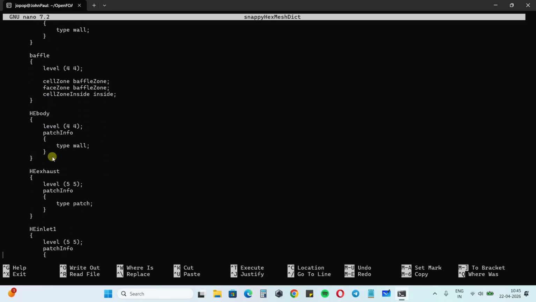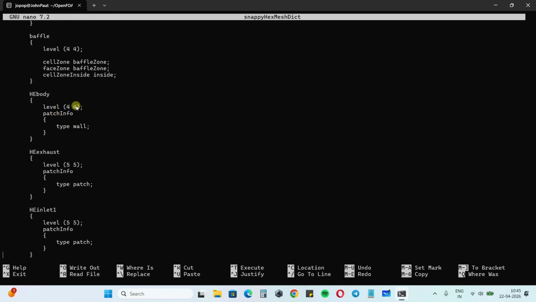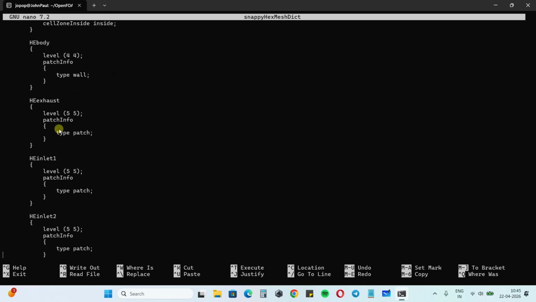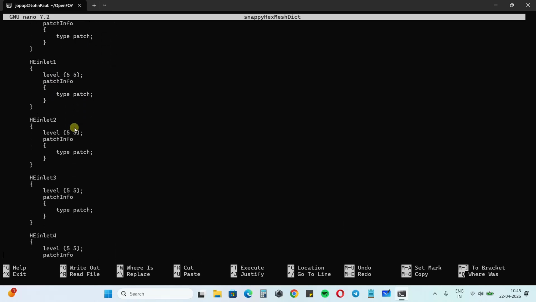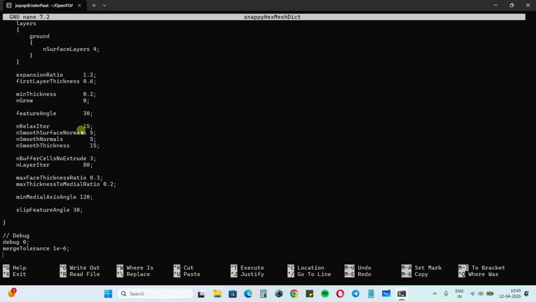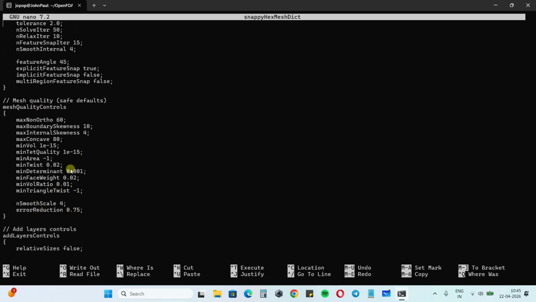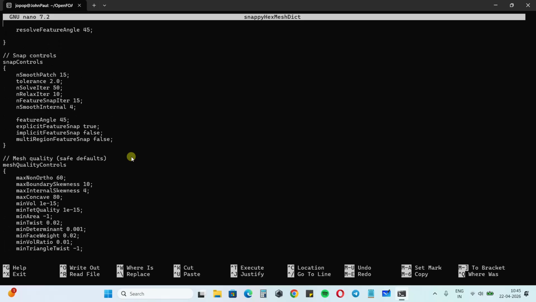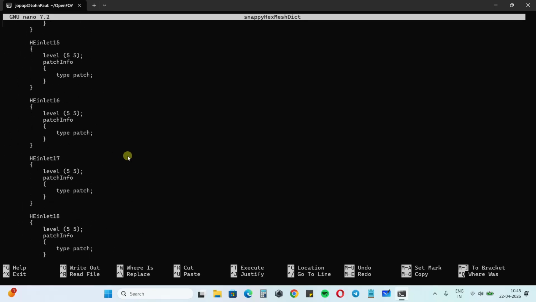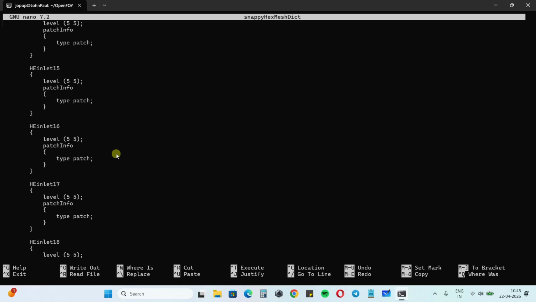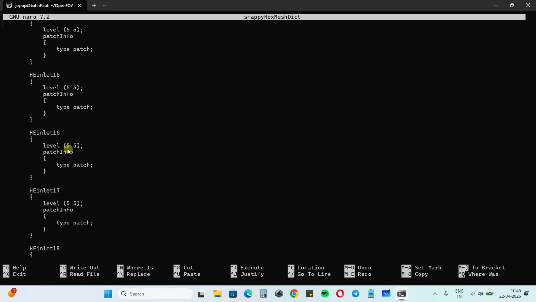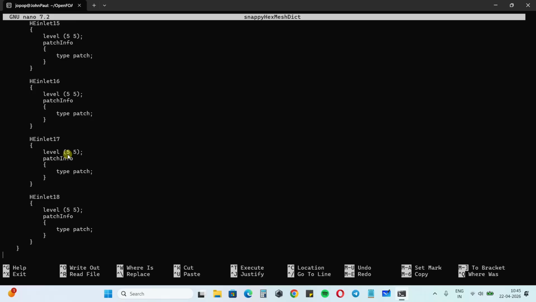Yes, then you have the heat exchanger body, which is given refinement level 4, and the heat exchanger exhaust and inlet faces are given refinement level 5. Okay, so if you go to the end, you have the default inflation layer settings, but like I said, we are not using it. Then you have the mesh quality controls also included. I have set the maximum skewness to 4 and orthogonal quality to 60. So you have to include the STL files, then specify the cell zone for the baffle geometry, and then specify surface refinement level and mesh quality. So that's what you do in this file.